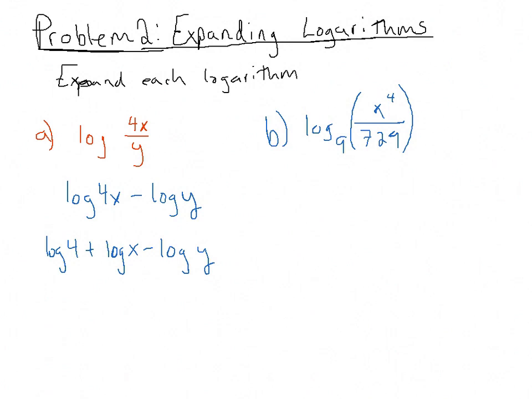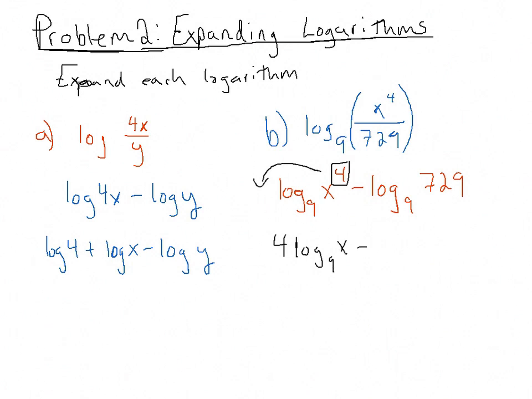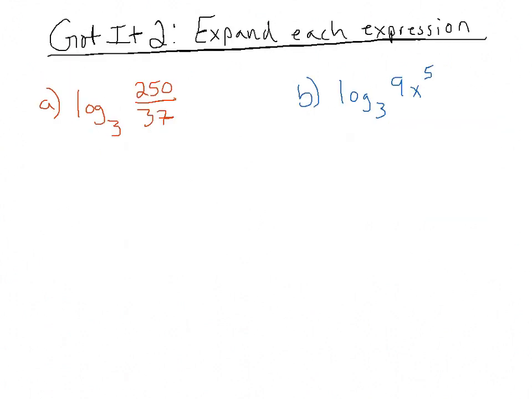We have log base 9 of x to the 4th divided by 729. Well, again, this makes a quotient, so this is the quotient property. Well, that tells us we're going to separate it. So log base 9, and we're going to subtract both log expressions, 729. Now, we still have another property here. Remember, we have an exponent inside this logarithm, so this exponent of 4 we need to take out in front. So we have 4 times the log base 9 of x minus log base 9 of 729. And there's our answers.